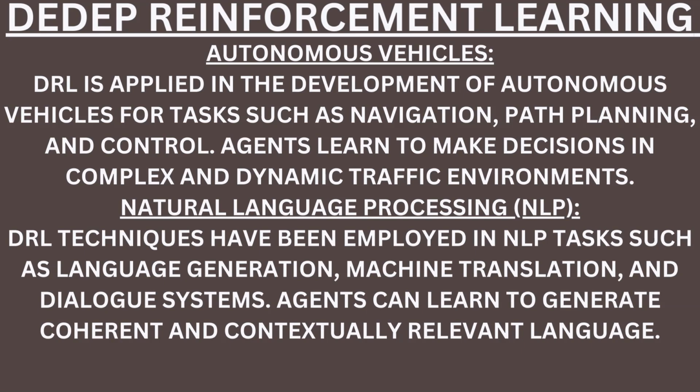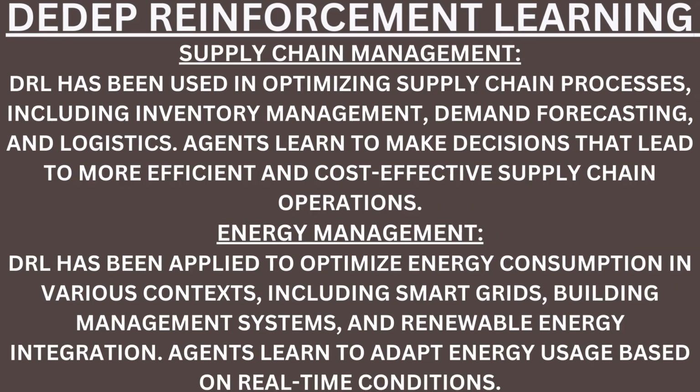Natural language processing (NLP). Deep reinforcement learning techniques have been employed in NLP tasks such as language generation, machine translation, and dialogue systems. Agents can learn to generate coherent and contextually relevant language. Supply chain management. Deep reinforcement learning has been used in optimizing supply chain processes, including inventory management, demand forecasting, and logistics. Agents learn to make decisions that lead to more efficient and cost-effective supply chain operations.